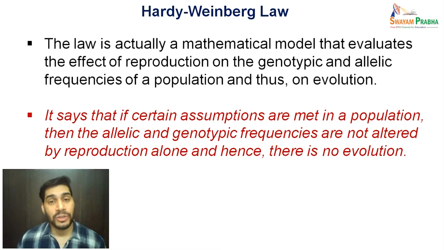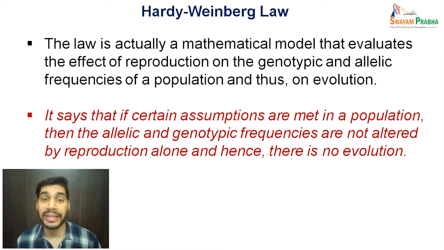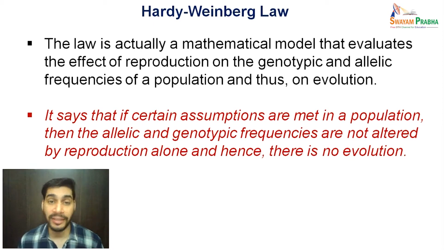This law is a mathematical model that evaluates the effect of reproduction on the genotypic and allelic frequency of a population, and thus on evolution, because when the frequency of genotype or allele changes, it leads to evolution. If there is no change in the allelic frequency or genotypic frequency, that means there is no evolution. So this law provides a mathematical model to evaluate whether reproduction in the population is going to affect the allelic or genotypic frequencies, and in turn whether it is going to cause evolution or not.